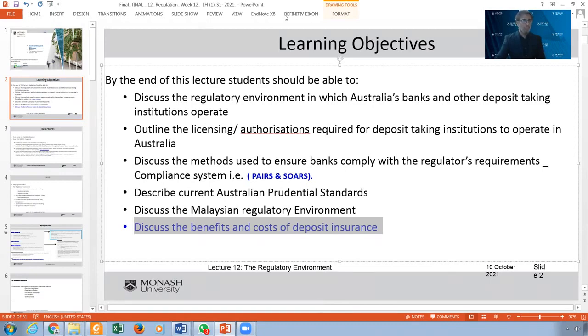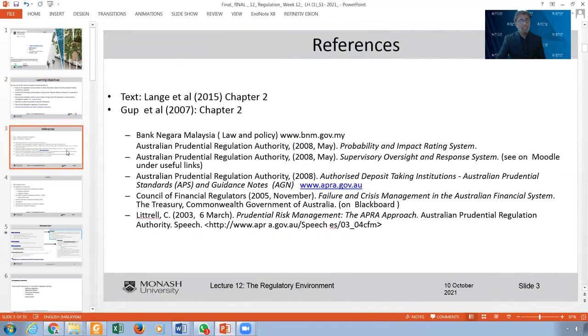We have talked about deposit insurance many times. I will touch on it just a little bit. These are the resources, and actually the resources are APRA resources, or you can look at Bank Negara. If you are in Australia, it is APRA, Bank Negara here, and if you are from any other country, of course, you can access your central bank. Your central bank will be rich in terms of regulations.